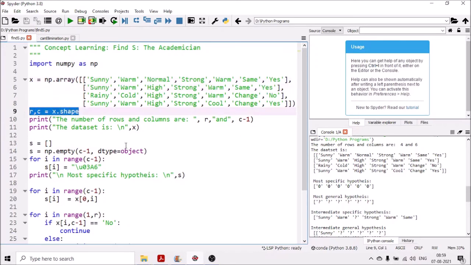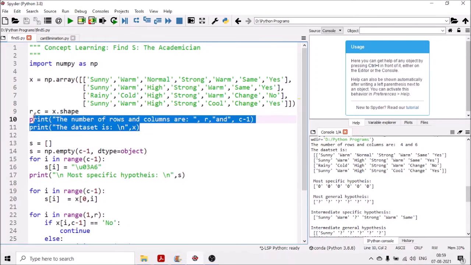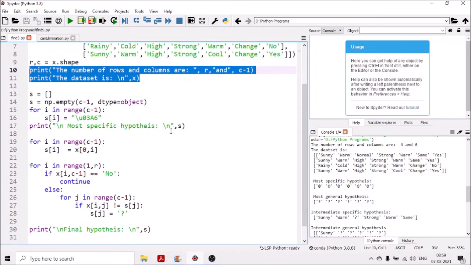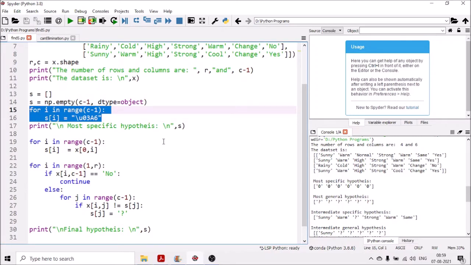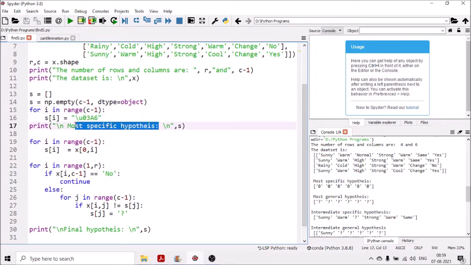Here it returns the number of rows and columns. Here we print the number of rows and columns. Here we need the empty array where we put the 5, to define the most specific hypothesis. This is nothing but the general initialization part.